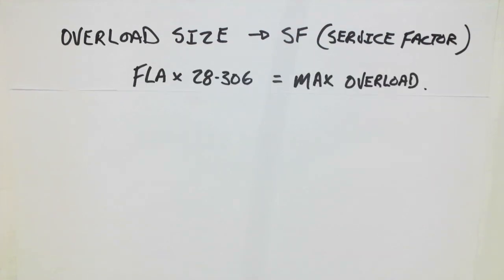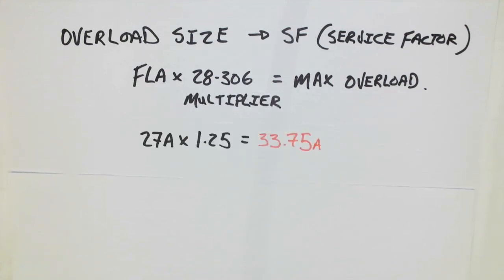Now the FLA for the motor is then multiplied by the value that's given in 28-306, and we get our max overload from this. In our situation, we have 27 amp FLA times 1.25 multiplier, which is given in the rule, for a maximum size overload of 33.75 amps.